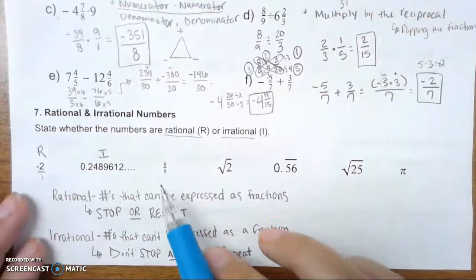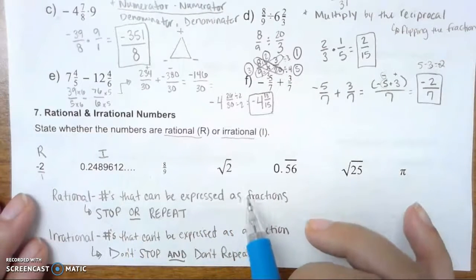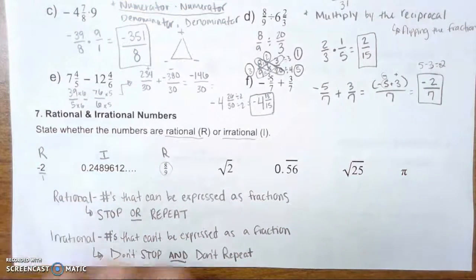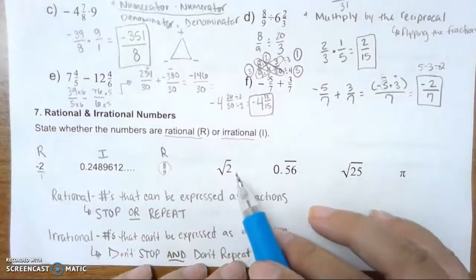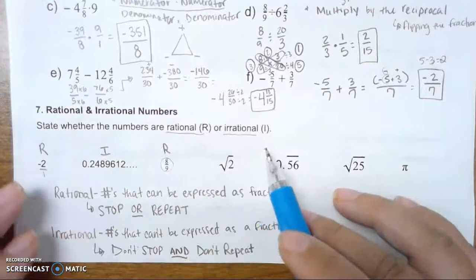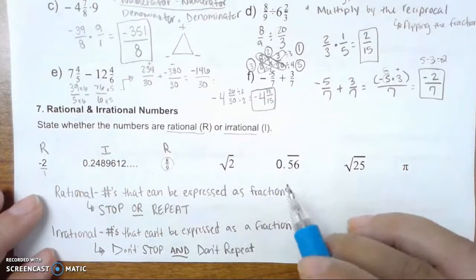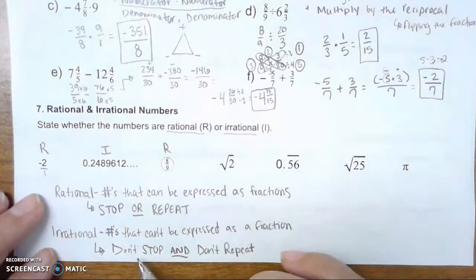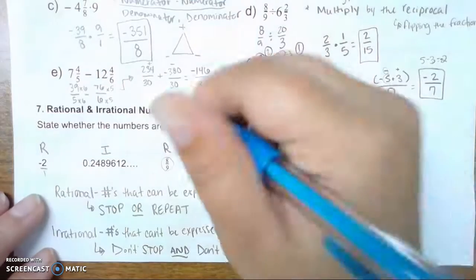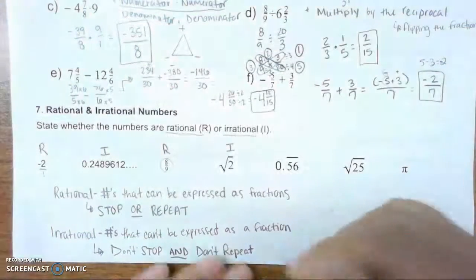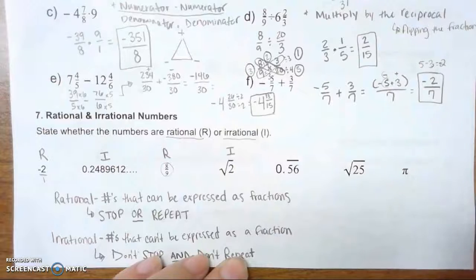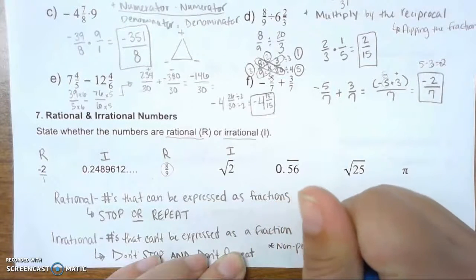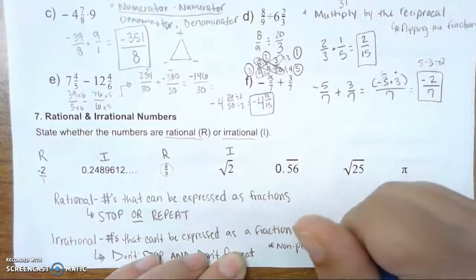8 over 9. 8 over 9 is a fraction. Therefore, it's rational. It's expressed literally as a fraction. The square root of 2. The square root of 2 is not a perfect square. Therefore, if I went to solve for the square root of 2, I would get a number that doesn't stop and doesn't repeat. Therefore, this is irrational. So it's good to know that one characteristic of an irrational number is non-perfect square roots.